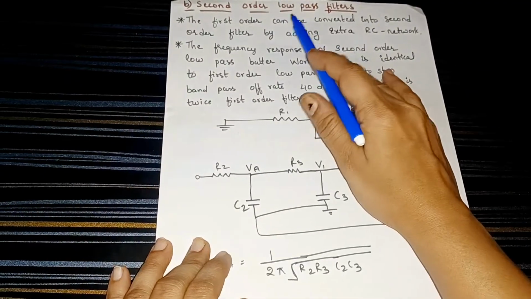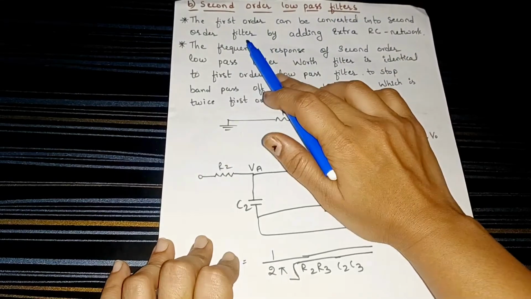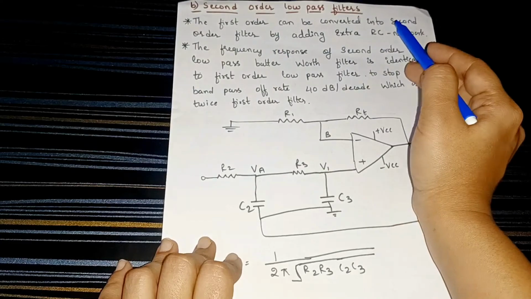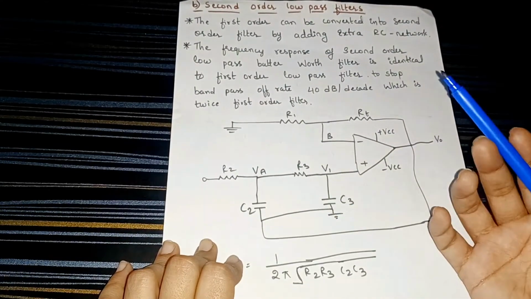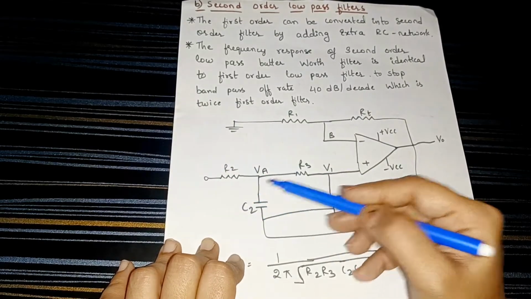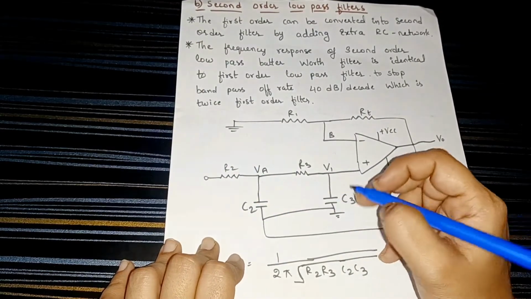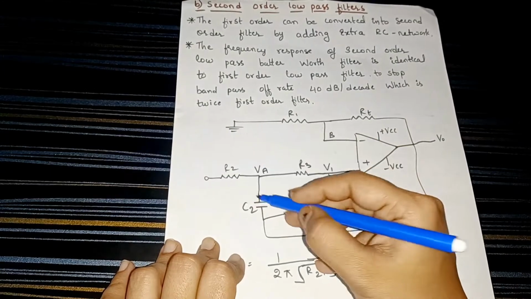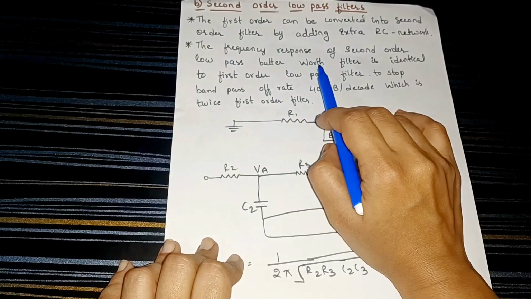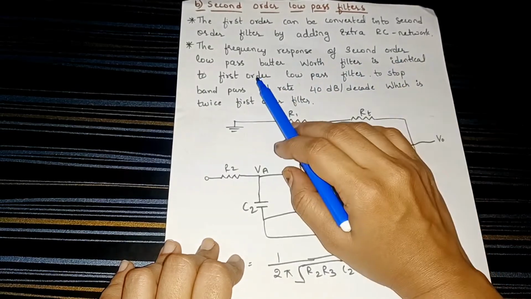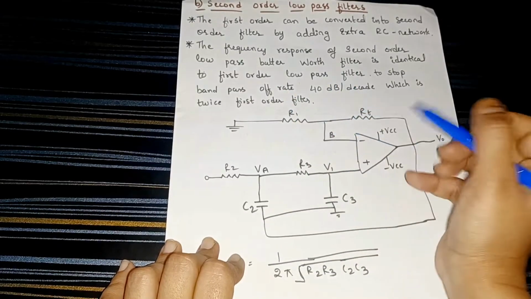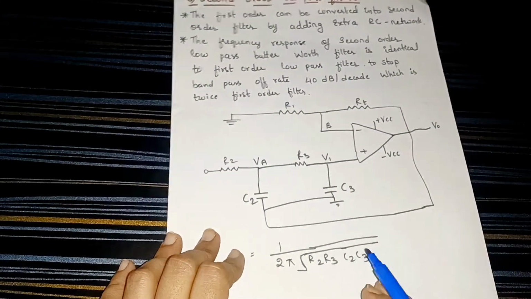Next we have the second order low pass filter. We know that the first order can be converted into the second order. A similar circuit can be converted into second order by applying an extra resistor and an extra capacitor. The frequency response of the second order low pass Butterworth filter is identical to the first order low pass filter, but it stops the bandwidth at 40 dB per decade. So after that the frequency will stop.